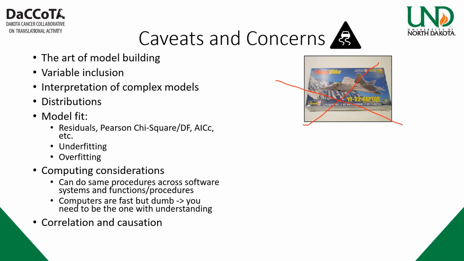Another caveat here is variable inclusion as you're building your model. Often you can add all sorts of different variables. You want to make sure you're only adding ones that you really think affect your y variable, and you need to make sure that the x variables aren't confounding each other. That multicollinearity is a real issue, so choose your variables wisely.